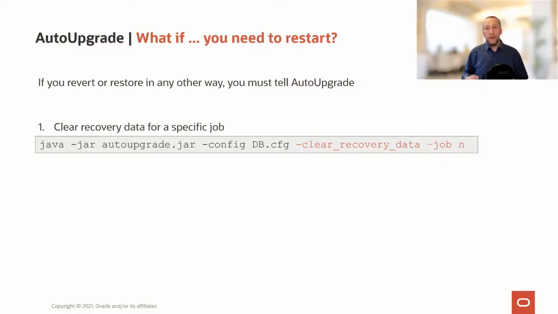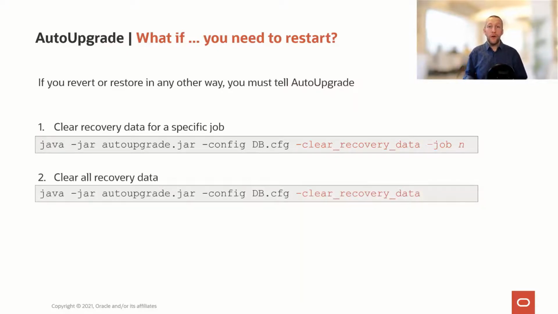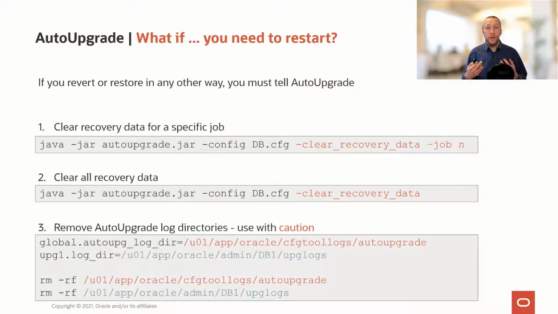You can clear recovery data just for one specific job, for one specific database. That's the little hammer. You can also use a bigger hammer to clear all recovery data for all the databases, for all the jobs that are stored in your configuration file. And if you want to use the really big hammer, the sledgehammer, you can remove the AutoUpgrade directories from disk entirely, which will clear out the recovery data that AutoUpgrade stores. You should only do that if the first two options don't work, and you'd need to do it by clearing the AutoUpgrade log directory and the log directory that is specific for the upgrade.